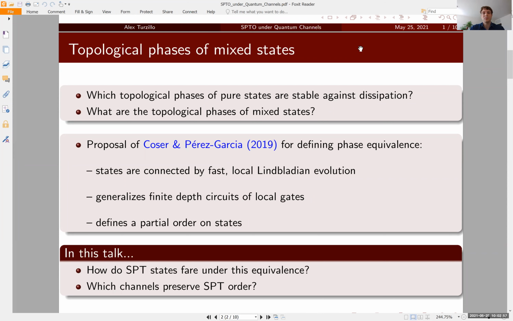In this talk, I want to discuss a similar idea, but not for topological phases, for symmetry protected topological phases. I want to ask which of them survive couplings to the environment, what conditions on channels preserve SPT order.